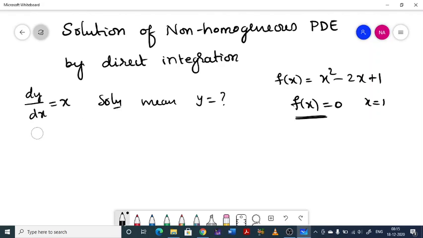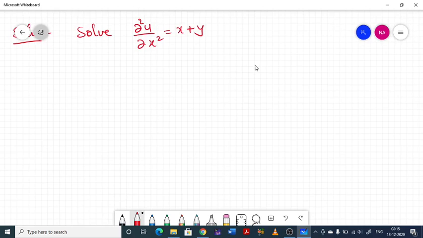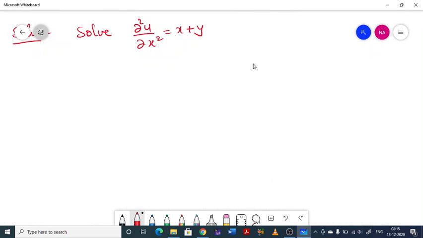Now we are going to find the solution of the given partial differential equation. That means we are going to find the dependent variable of the given partial differential equation by using direct integration method. Let us start with the problem solution. Number 1, solve dou square u by dou x square equal to x plus y. So that is the first problem we are going to consider. Dou square u by dou x square equal to x plus y.